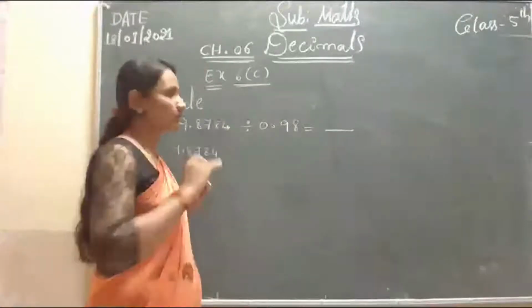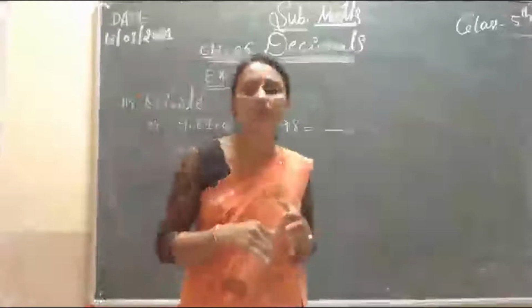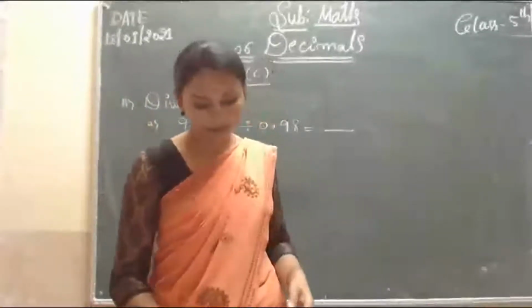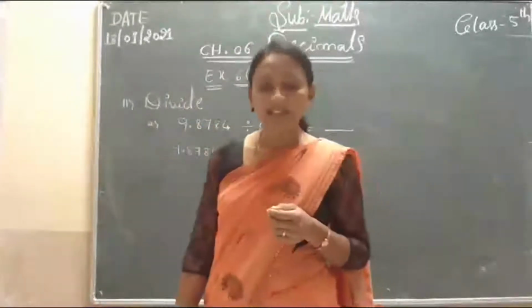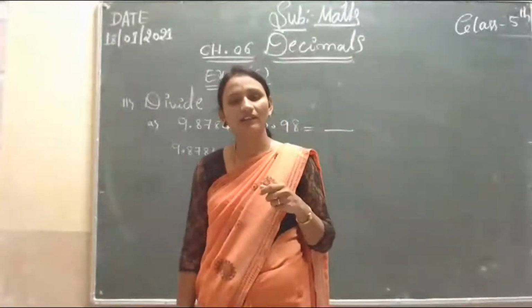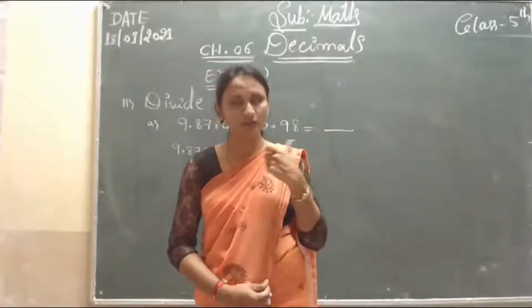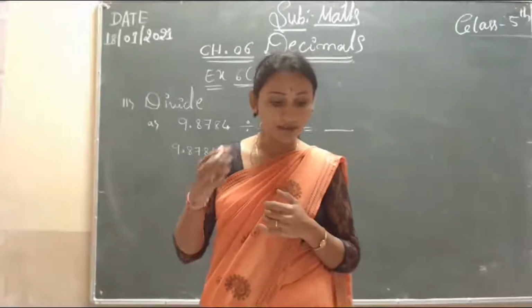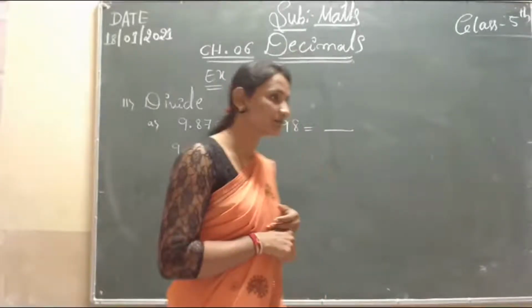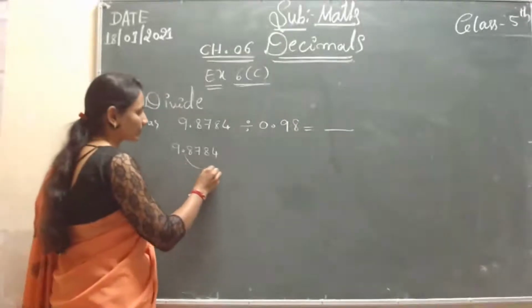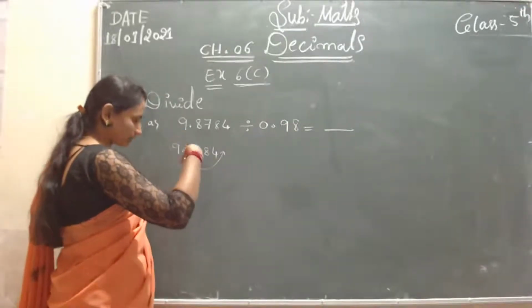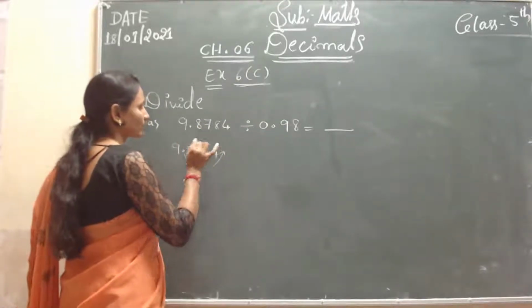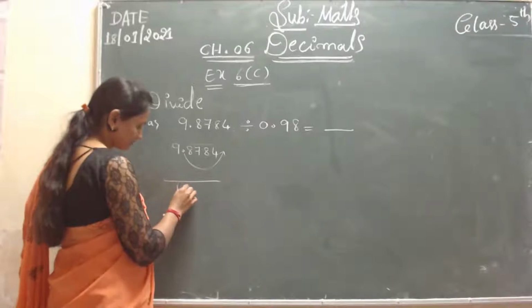So students, you have to shift this point to the right side. When you shift the point to the right, the decimal places are 0.1, 0.01, 0.001. So you move the point to the right. How many numbers is this? This is 4 numbers, so now write 4 zeros.